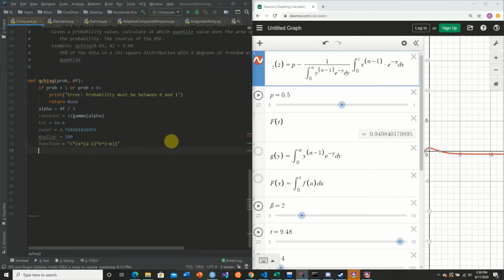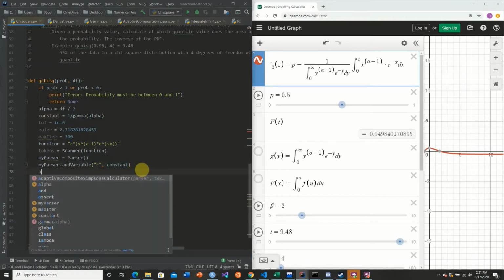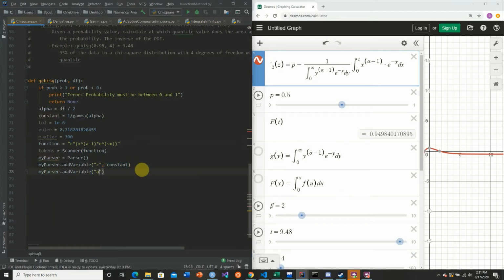So that's our function. Let's get our tokens and make our parser. And now let's actually add our variables. So we're going to add our variable c. We're going to pass in our constant. So every time we call our function and we see c, we're going to use the constant value. We're going to add our a as our alpha. And we're going to add our e for Euler's number.